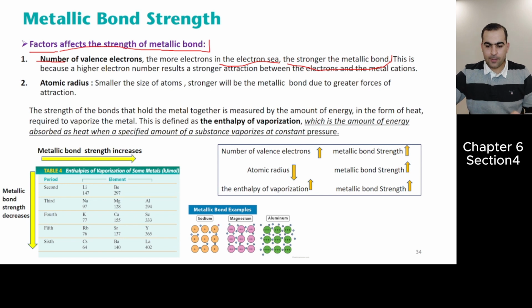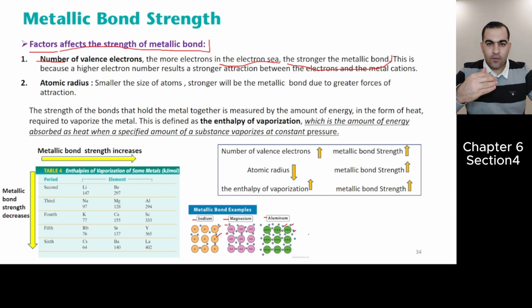Look how it happens. This is sodium, magnesium, aluminium. Sodium is in group 1, it has one valence electron. Magnesium is in group 2, each one of them has 2 valence electrons. Aluminium is in group 13, it has 3 valence electrons. It's a metal. So what happens when there are more electrons around these positive metals?